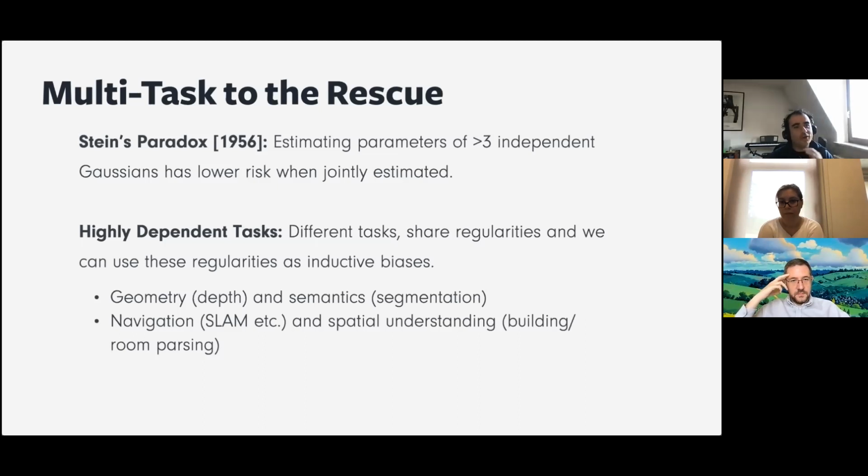And even beyond this intuitive understanding, we have a result from statistics which is so surprising it's called a paradox, although it is an actual theorem. Stein's paradox says that if you are estimating parameters of independent Gaussians, and you have more than 3 estimation problems, and you solve them jointly, although these problems are entirely independent in every sense, solving them jointly is actually better than solving them independently.